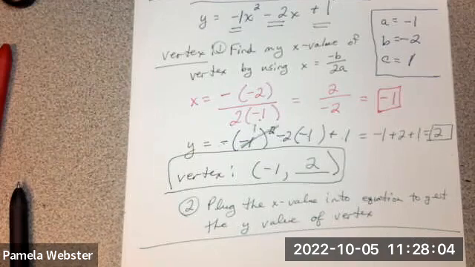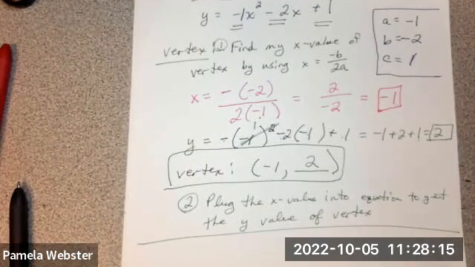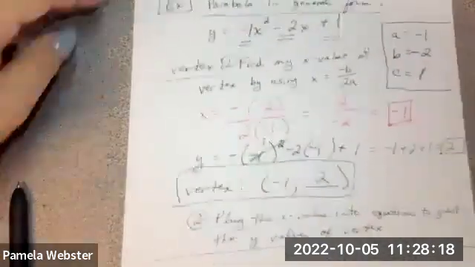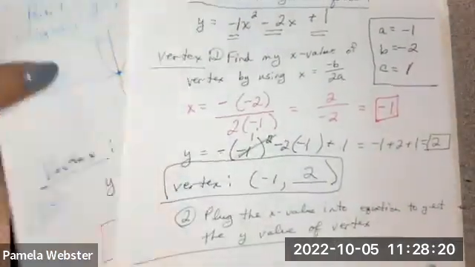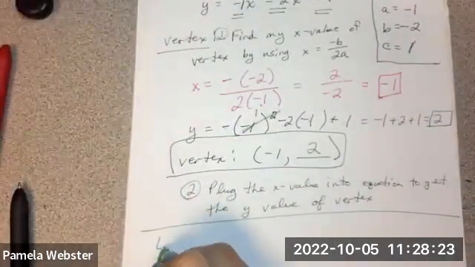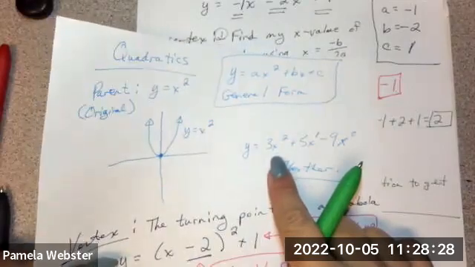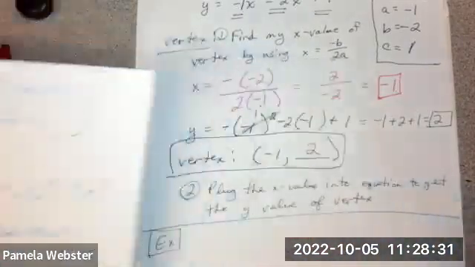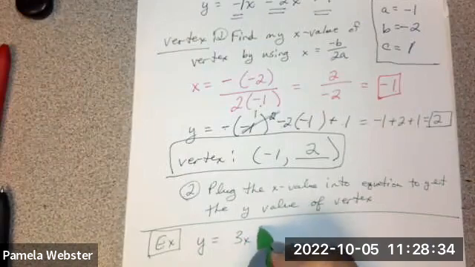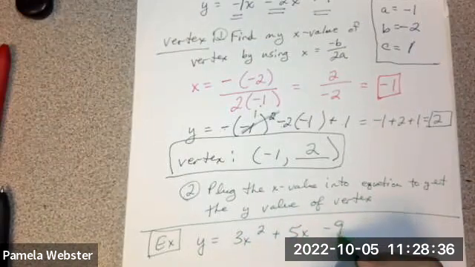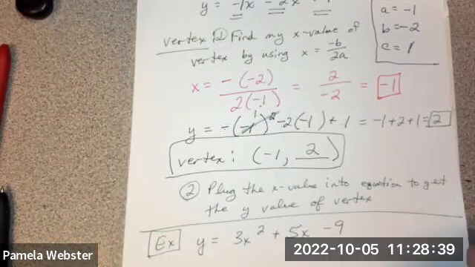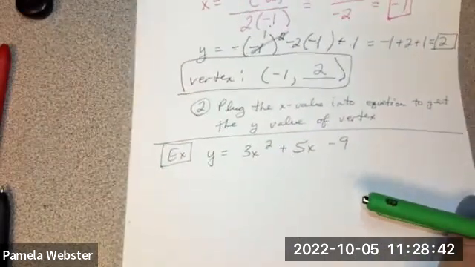I'm going to do the one that I started with at the beginning of this, just so that we can see what happens if it's not nice and pretty. And then we'll talk after that. Is everybody okay? All right. So the one I had earlier, I gave as an example, was right here. I said, what if y equals 3x squared plus 5x minus 9. Okay. And we're going to find the vertex.